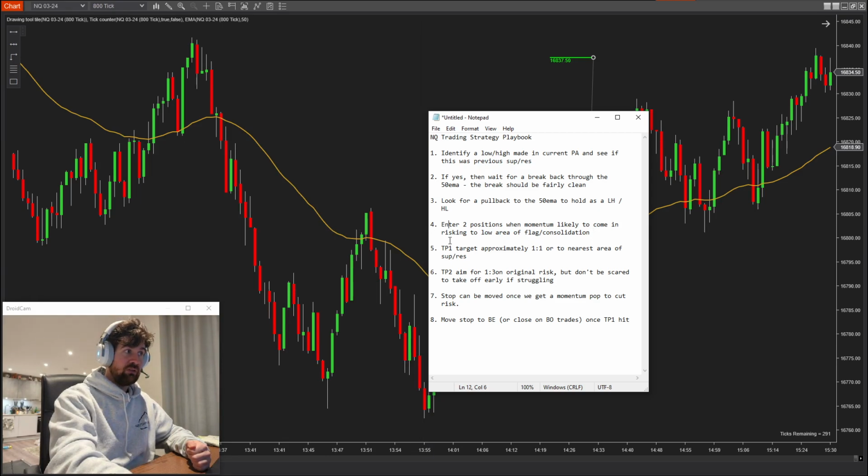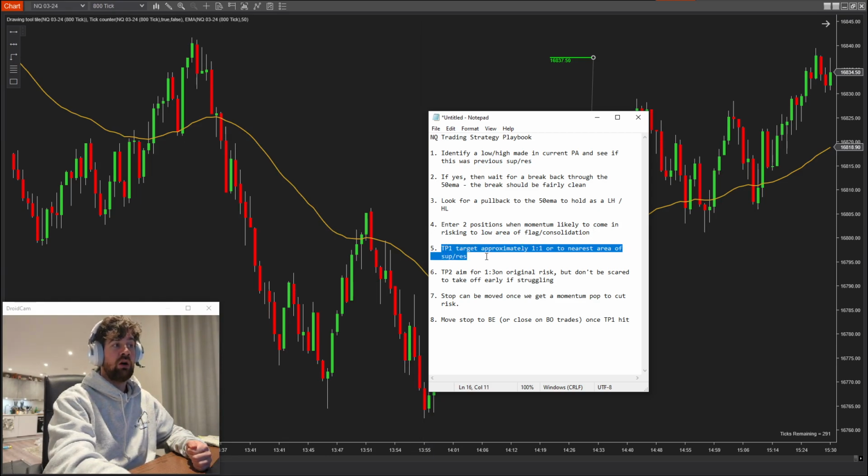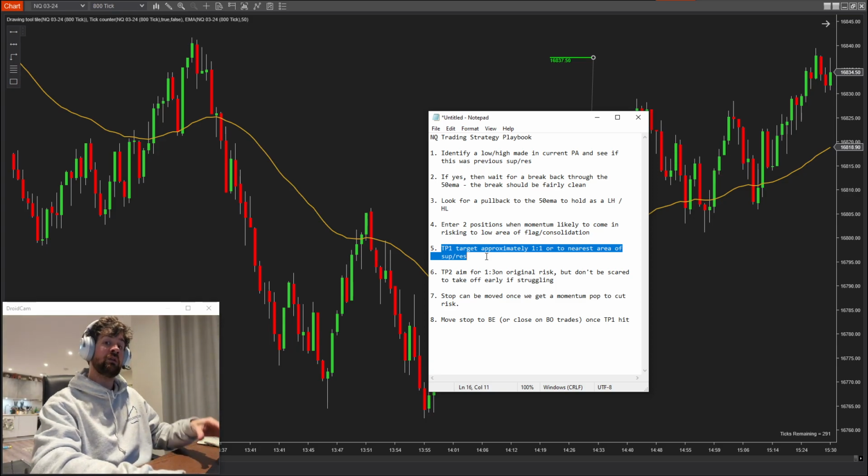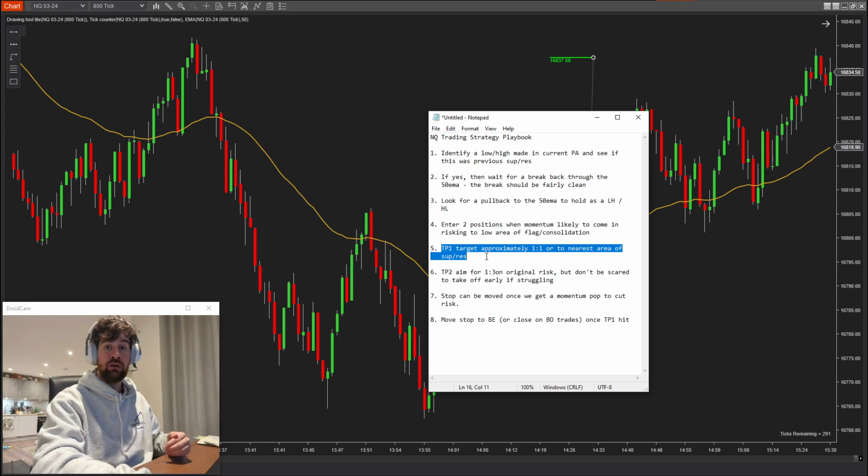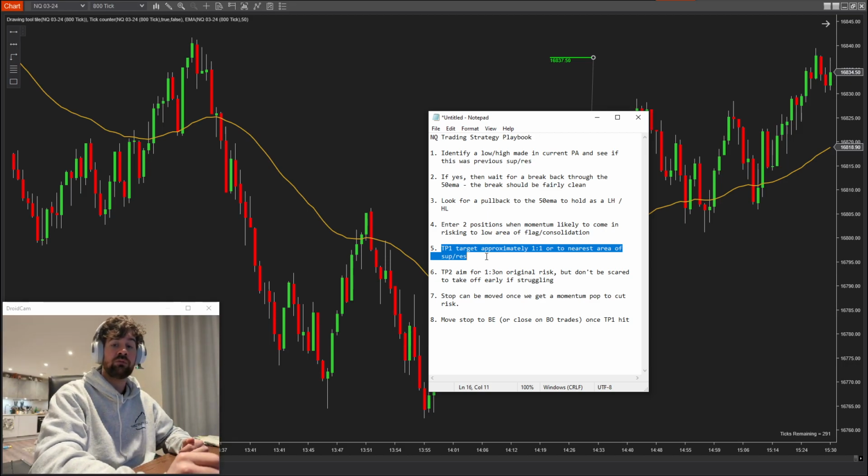Now for the fun stuff. So take profit one. Your target is going to approximately be 1-to-1, or to the nearest area of support or resistance. So if you are risking 10 points, you want to target in the ballpark of 10 points. I am a really big believer of if you get 7, 8 points and the price is not really ripping, take it off. There's no point holding out for 2 more points and essentially putting yourself at the risk of this trade turning around and being a loss when it could have been a small winner.